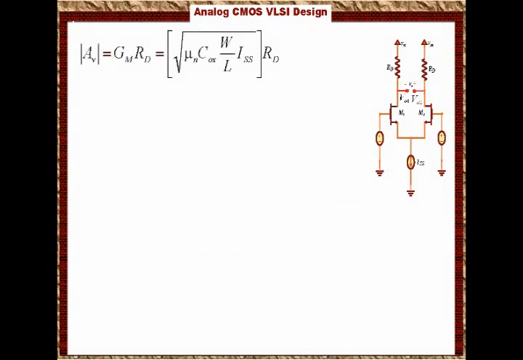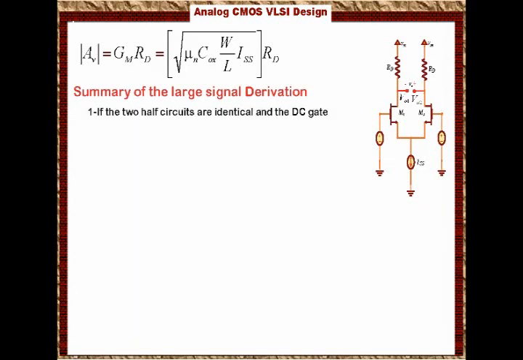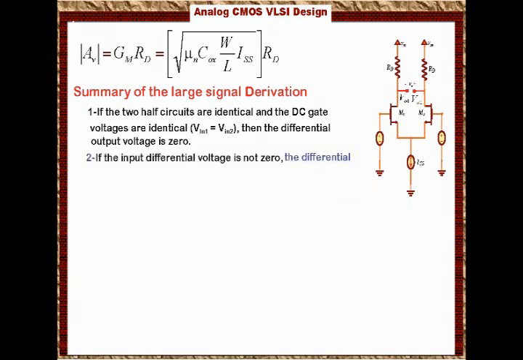Here is the summary of the large signal derivation. Here is the first point. If the two half circuits are identical and the DC gate voltages are identical, that means the DC Vn1 equals the DC Vn2, then the differential DC output voltage is 0. Make sure that this is the DC differential output voltage. If the input differential voltage is not 0, then the differential input voltage is amplified at the output.